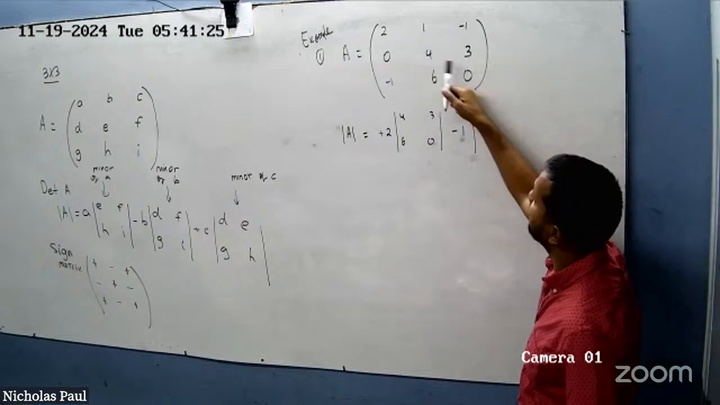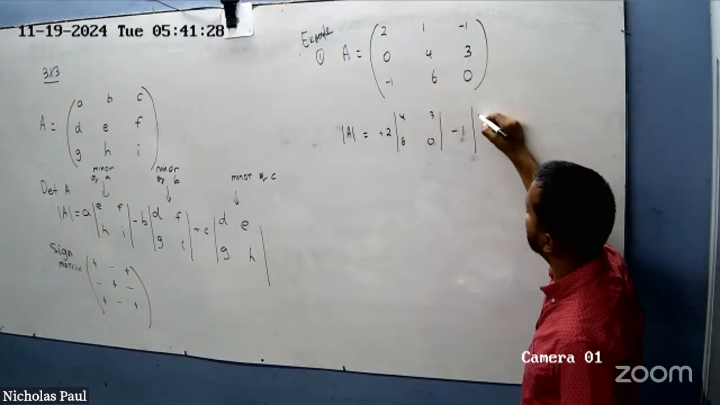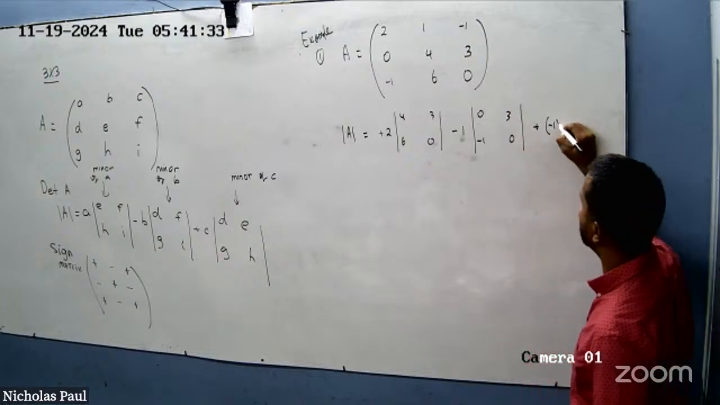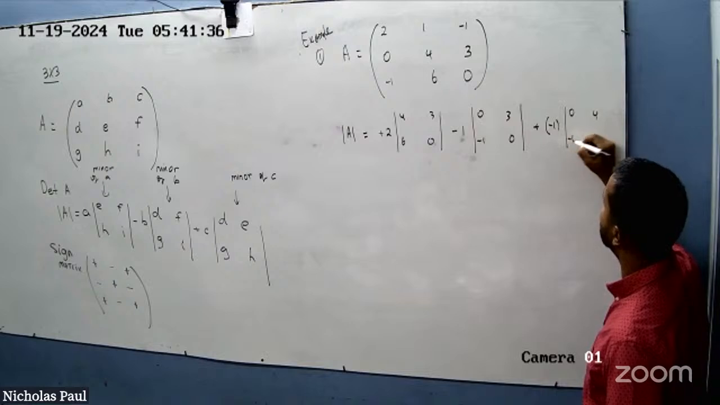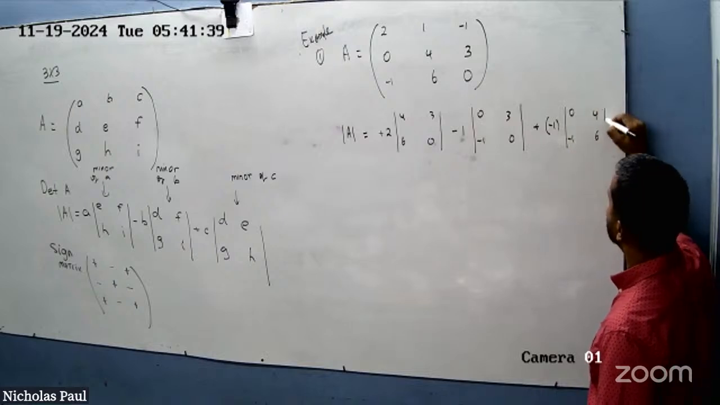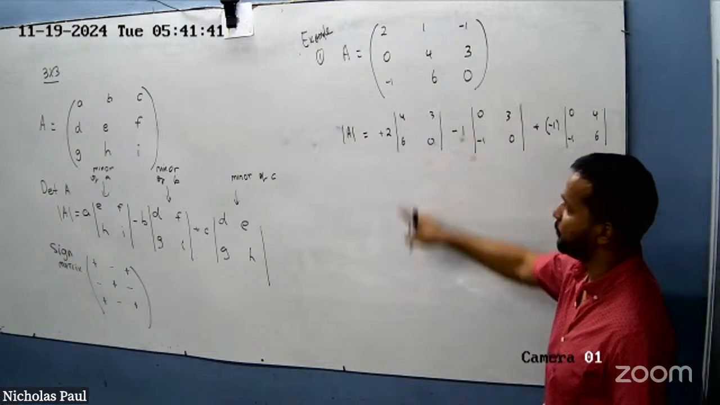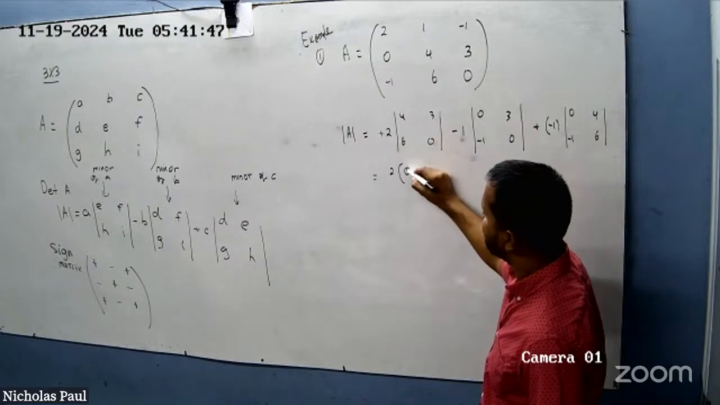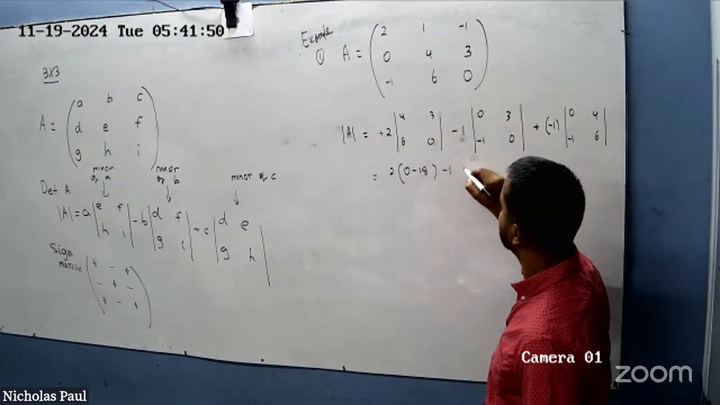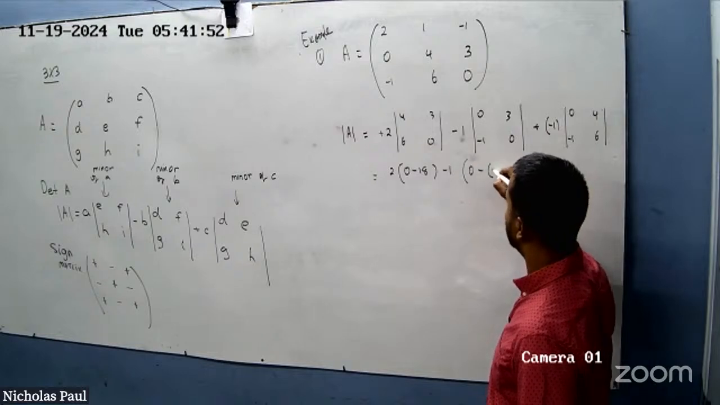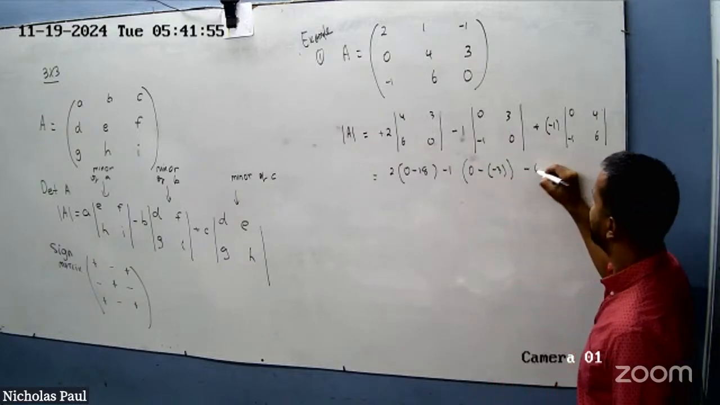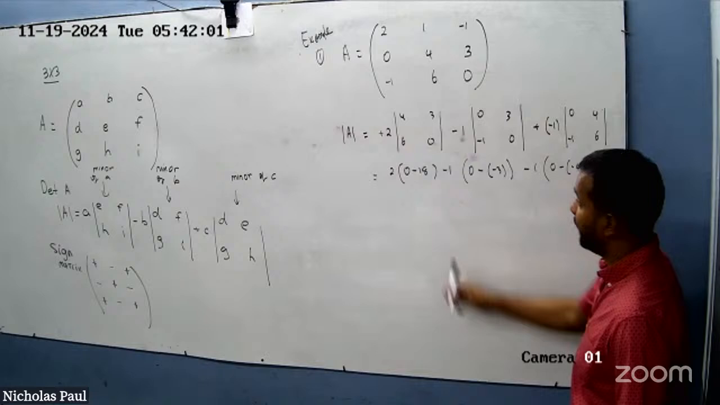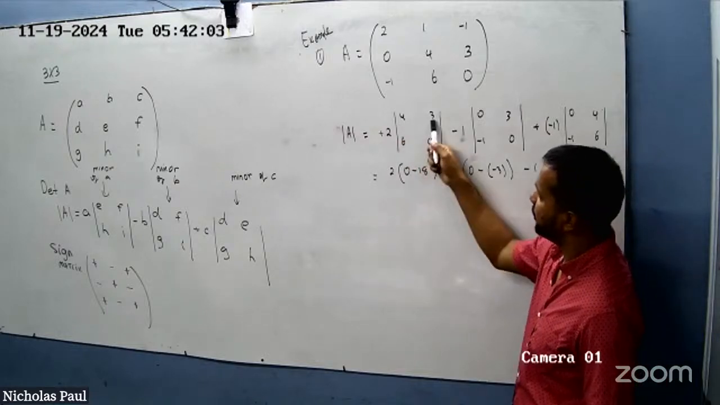Minus 1. Cancel here, 0, 3, minus 1, 0. Plus minus 1 by 0, 4, minus 1, 6. Right? Remember to put lines here because we have to find the determinant. Okay? Then you work it out. 2 by 0 minus 18. Minus 1 by 0 minus 3. Minus 0 minus. Here, 4 by 0 is 0. 3 by 6 is 18.